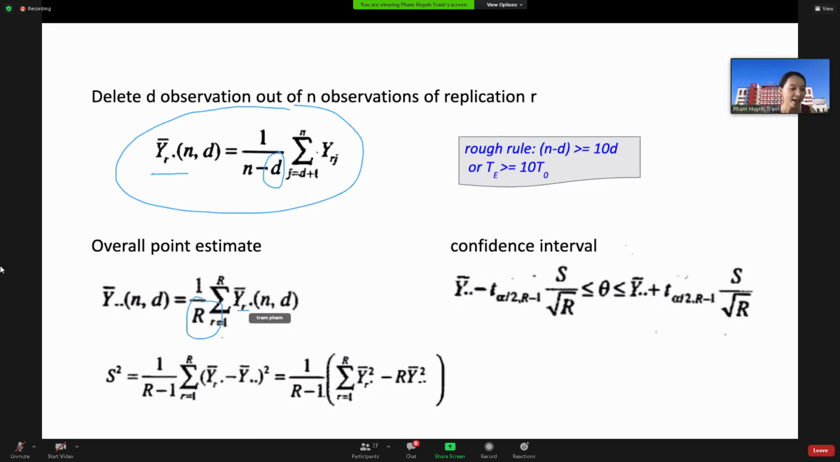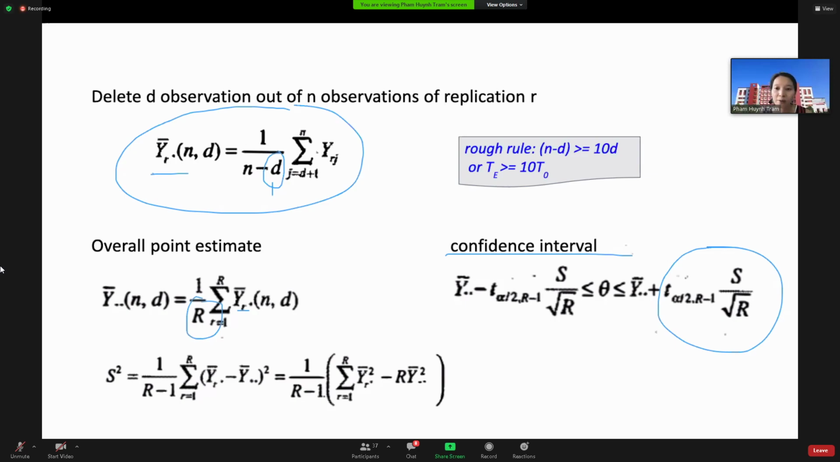Because the R replications are independent, we can use this confidence interval estimate for R replications. As I told you, the only difference is that we have to remove the data during the warm-up period. Now this is a rough rule for us to estimate the warm-up period.